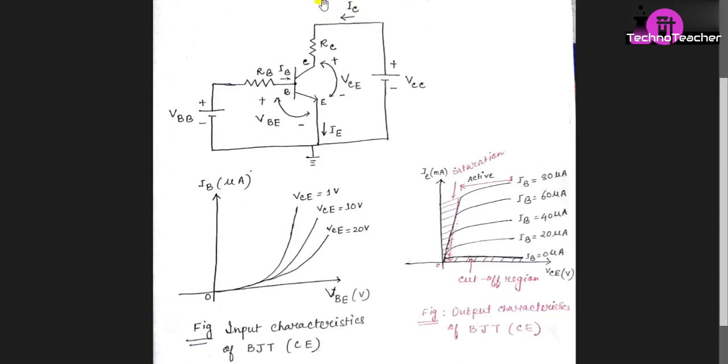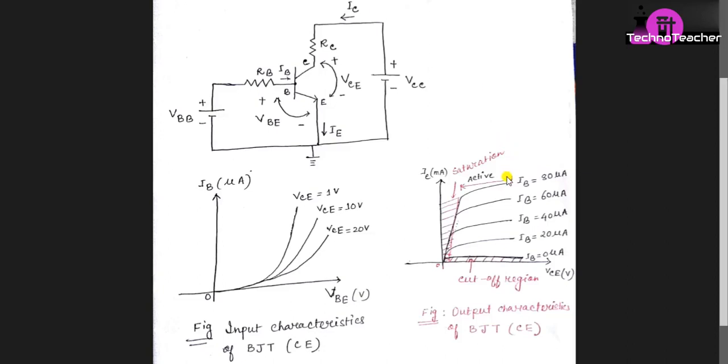This output current, which is collector current IC, will be amplified by a factor beta. So if we want to write the relationship between input current IB and output current IC, then IC will be equal to beta into IB.